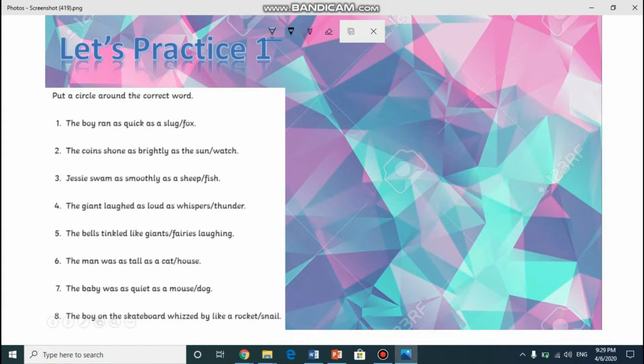So this is the first exercise. Let's practice one. And in this exercise, the question goes as follows. Put a circle around the correct word. So you may write also the question on the copybook, which is this one. Put a circle around the correct word. Then you write the sentence and you circle the correct answer. So let us start with sentence number one. The boy ran as quick as a slug or fox.